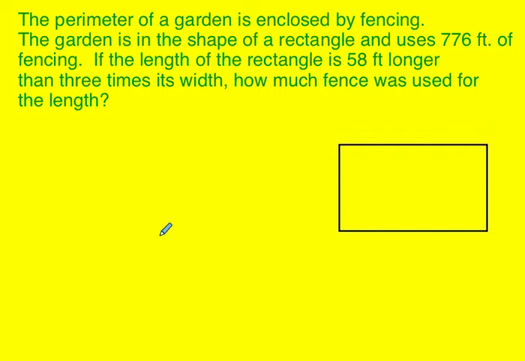The perimeter of a garden is enclosed by fencing. So we have fencing on all 4 sides. So the distance around is the fence, which means that this value that we see up here, the 776, is your perimeter value. This is P. If that's how much fencing they used, then that's how much we need to go all the way around the outside of the rectangle, which is the same as perimeter. So we are going to label this rectangle the same way we have been labeling all of them. So we have 2 sides that are length and 2 sides that are width.